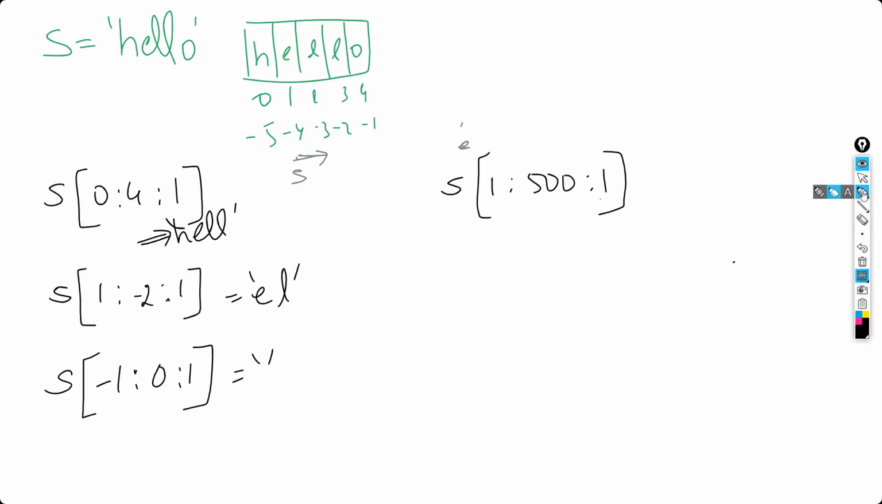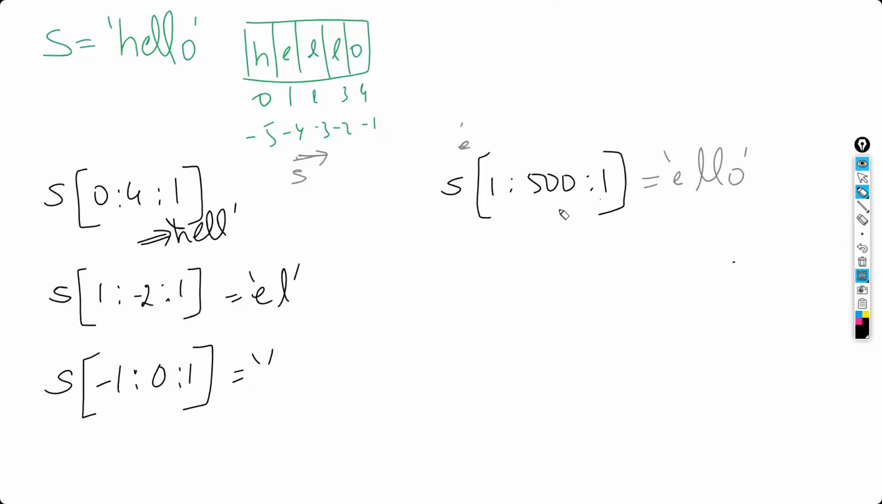E, output is E, L, L, O. Sir, 500 is out of range, no, sir. Whenever you are using the slicing operation, you will never get the error. What is the meaning of slicing? It means, in the given data, what values are there? Give those values. That is the meaning of slicing.